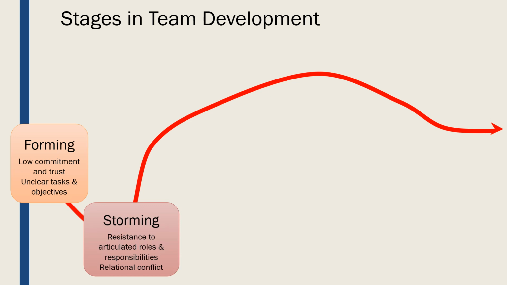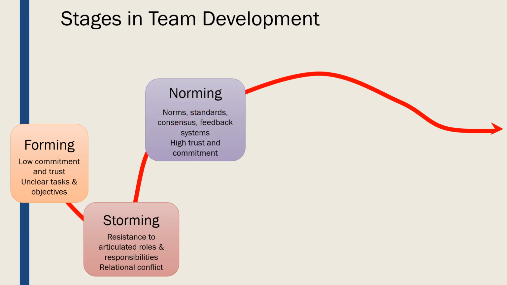Dito, pagkatapos magkaroon ng konting clarification, nagkakaroon minsan ng resistance to the articulated roles and responsibilities dahil hindi mo masyadong kilala pa yung mga team members mo, mga teammates mo, may mga relational conflict. And if you survive that, go into the norming stage where norm standards, a system of consensus building, a feedback system, lahat yan nagsisimulang mabuo. Nagsisimula na rin magkaroon ng trust at commitment ang mga members ng team.